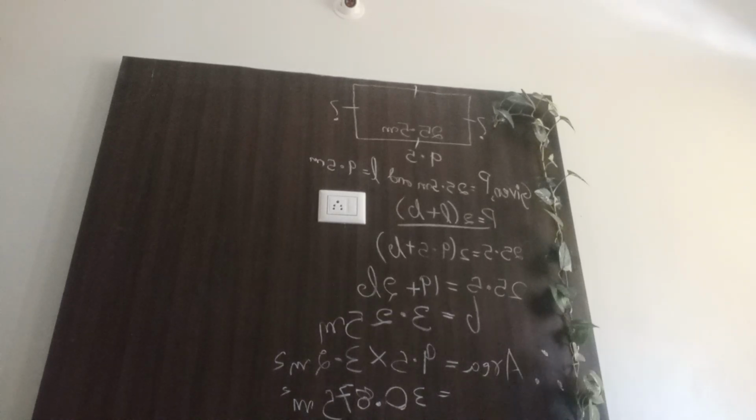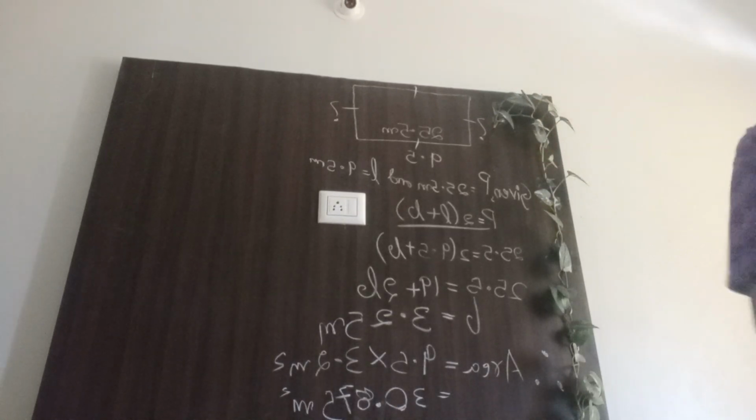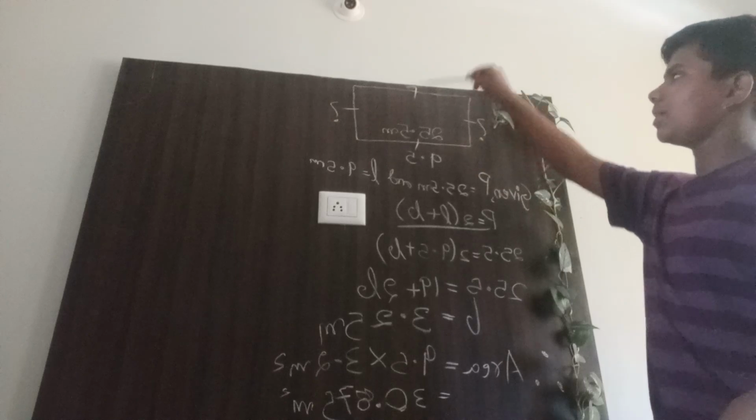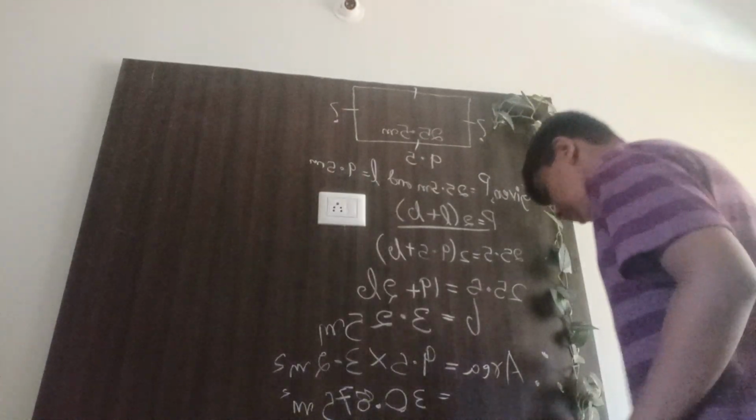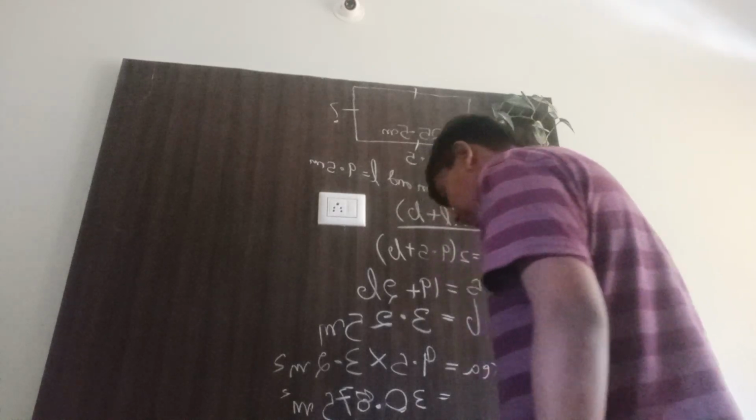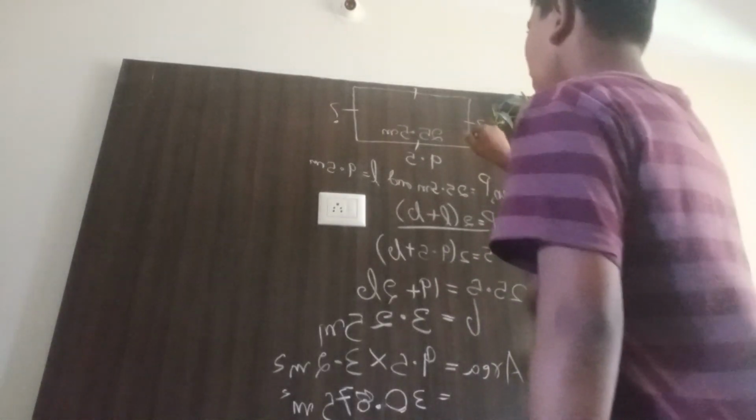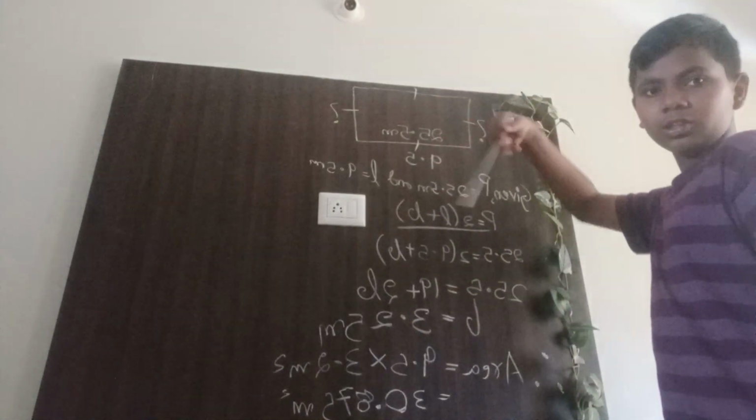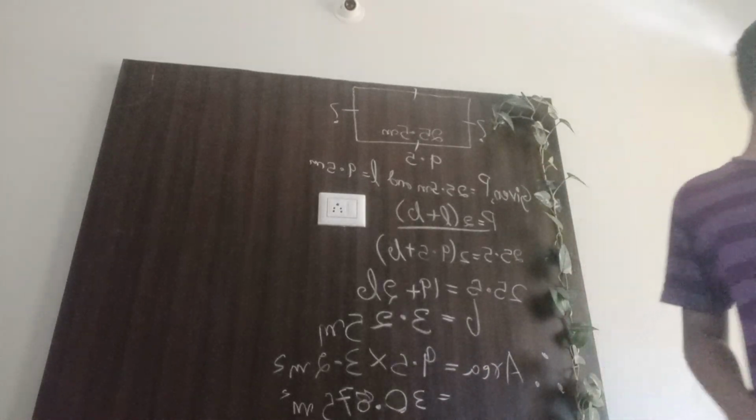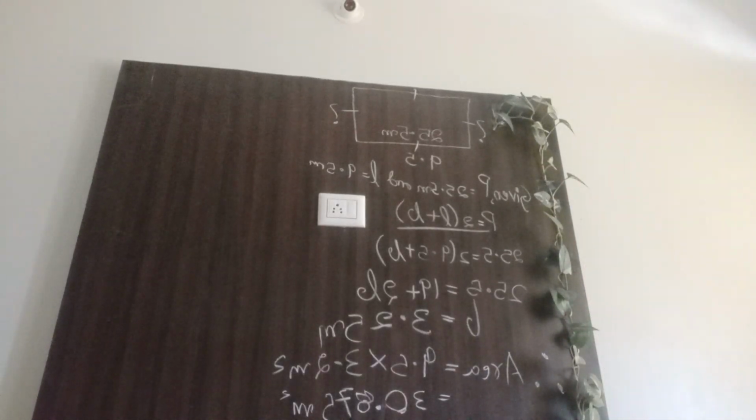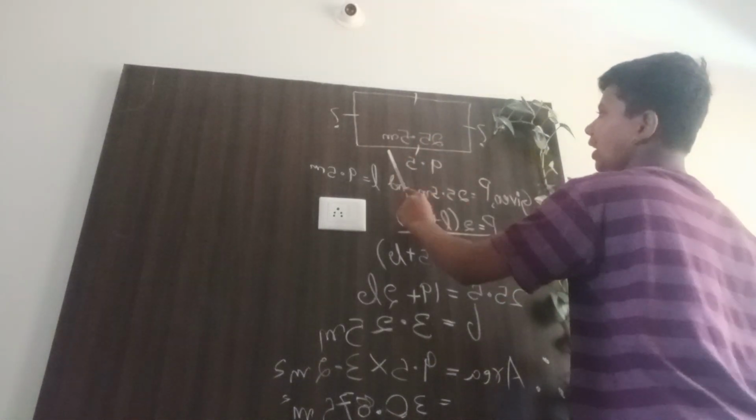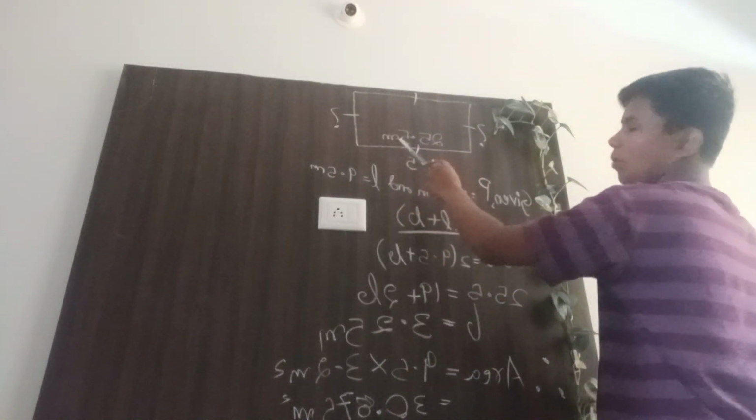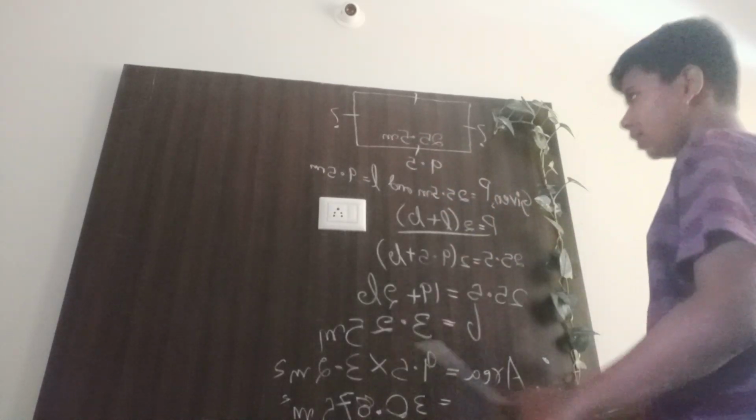So guys, we were in the rectangle question. This is part 2. What was the question? The question was: the perimeter of this rectangle is 25.5 centimeter, right?